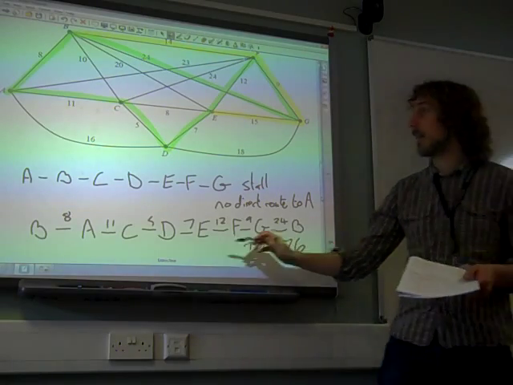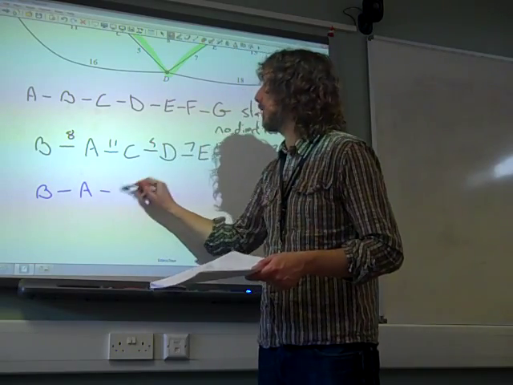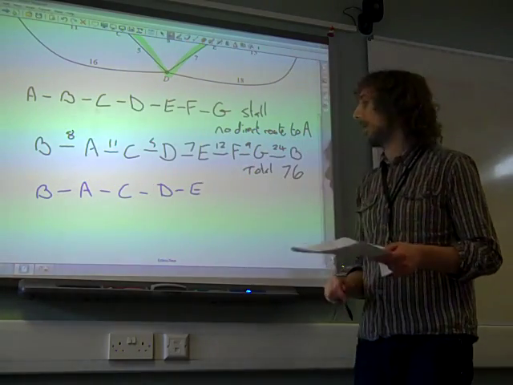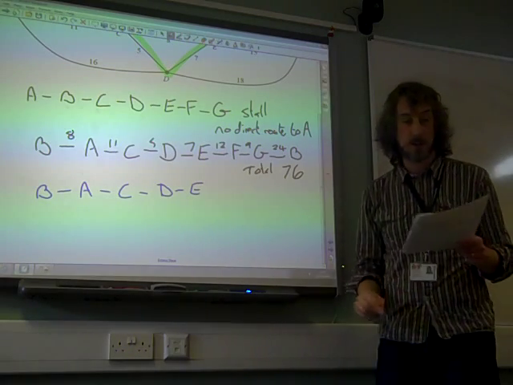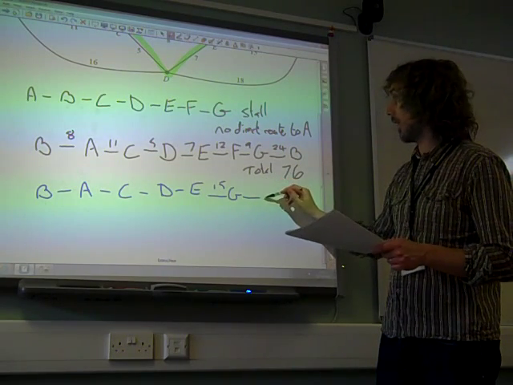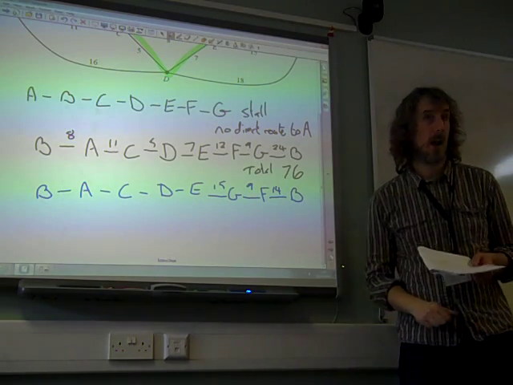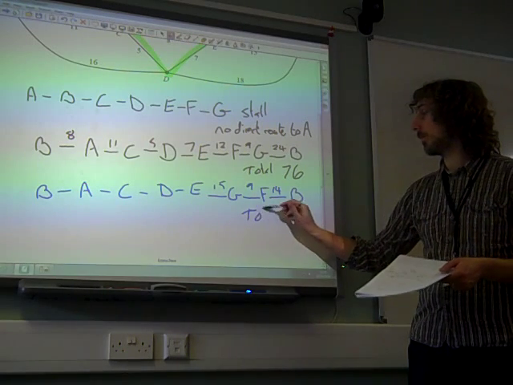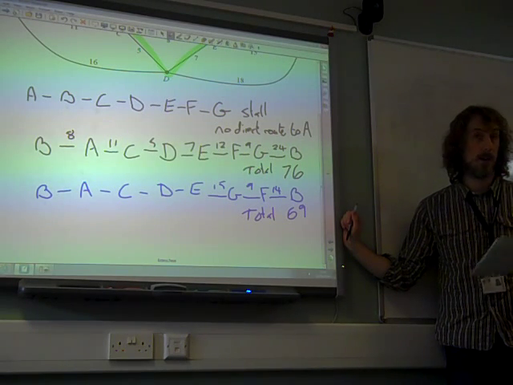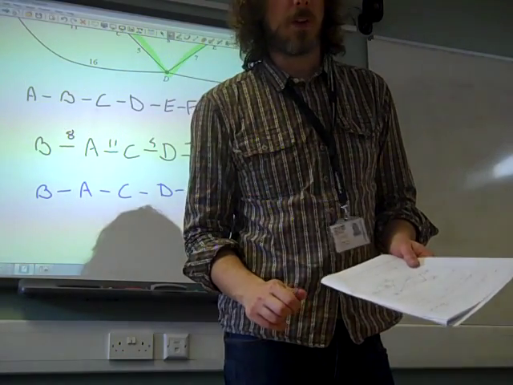So the adapted cycle is the start bit is fine. B, A, C, D, E, but then we're going to change this last bit, and instead we're going to go to G, which is 15. We're going to do the 9 that takes us up to F, and then we're going to do 14 to take us to B, and that comes 1 under 70. We've saved ourselves 7 by doing that route, and that would be our answer. Great. Stop the video.